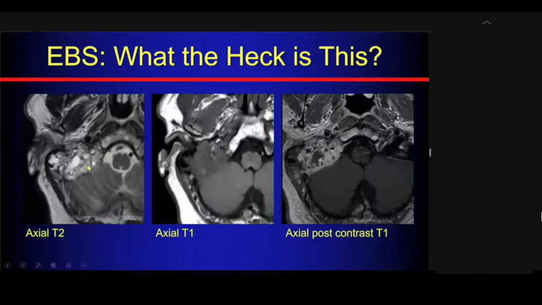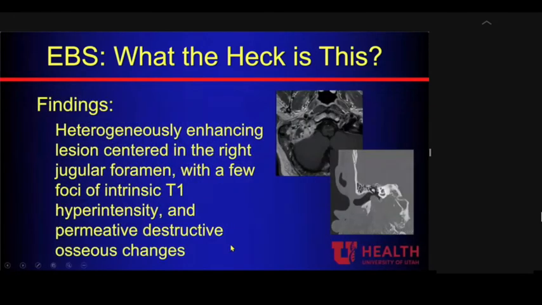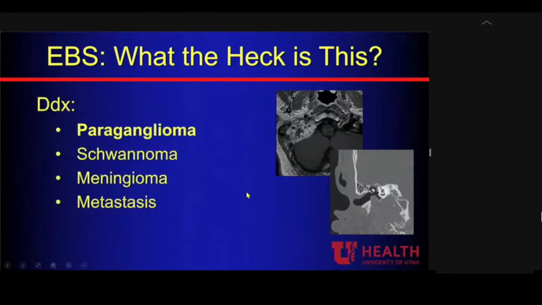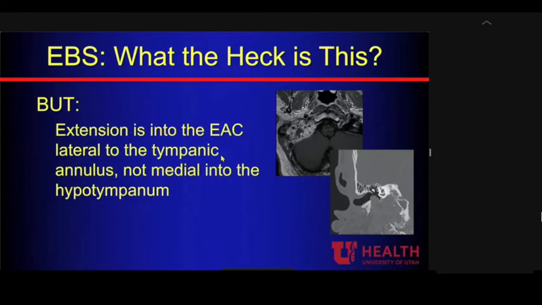So you can see some bubbly T2 brightness, some intrinsic T1 hyperintensities on this pre-contrast image, and then some pretty avid but heterogeneous contrast enhancement on the post-contrast image. So taken together, these findings can help us refine our typical differential diagnosis for a jugular foramen mass, and it definitely had some imaging characteristics most consistent with the paraganglioma. However, this spread into the external auditory canal is not typical for paraganglioma.